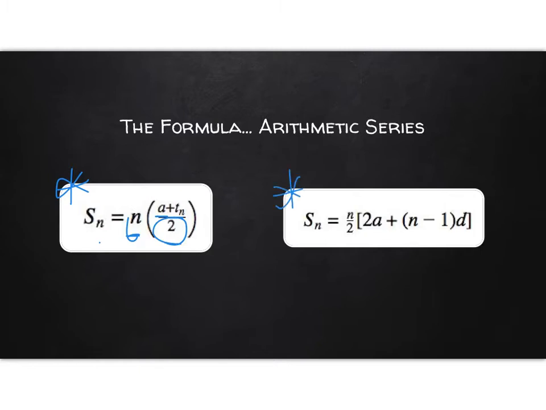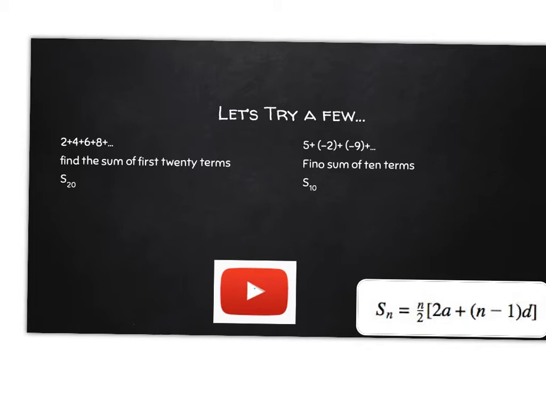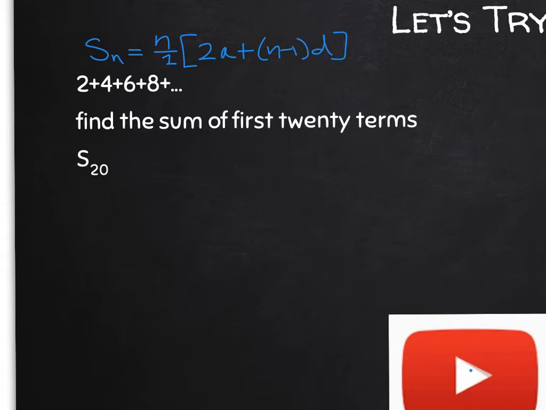Alternately, using our a, n, and d, we can find the sum of a particular series by doing n divided by 2, and then inside the brackets 2a plus n minus 1 d. Let's try a few. We know the formula is Sn equals n over 2 times 2a plus n minus 1 d. So we need to identify what is our n, what is our a, and what is our d in order to figure out the sum of the first 20 terms.